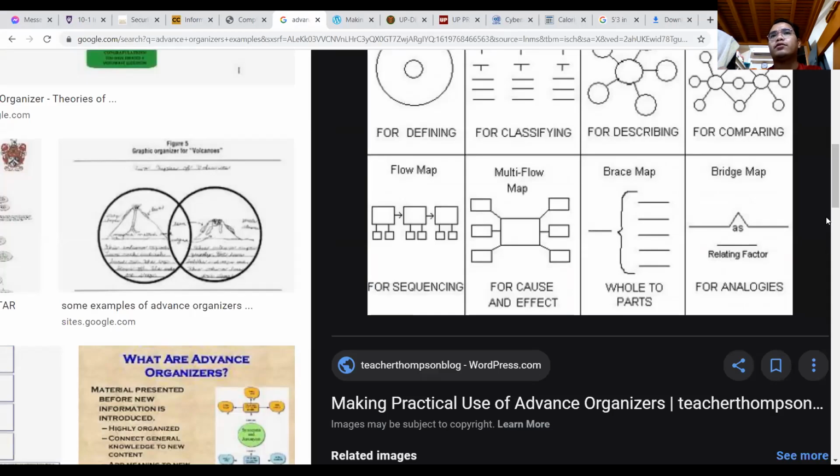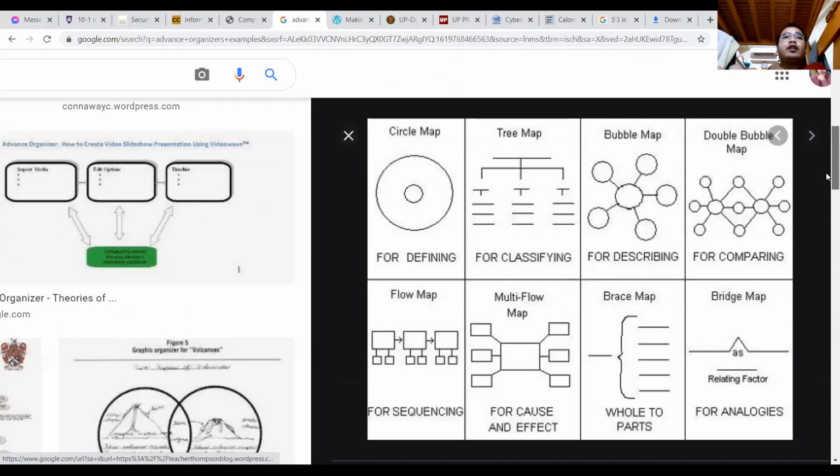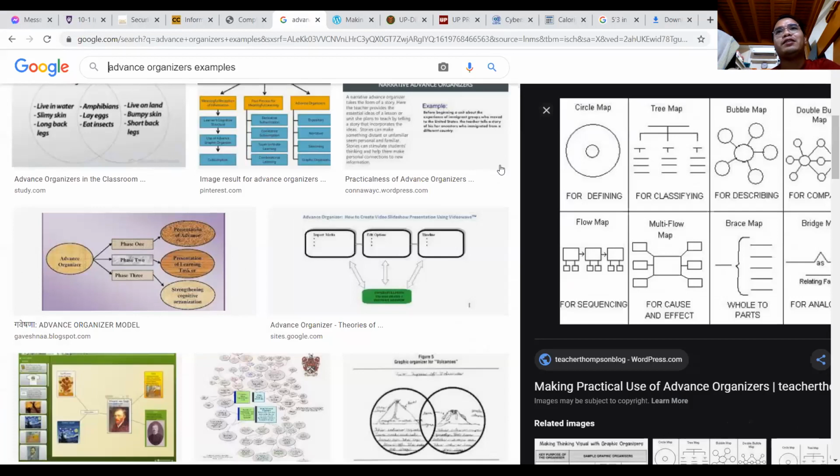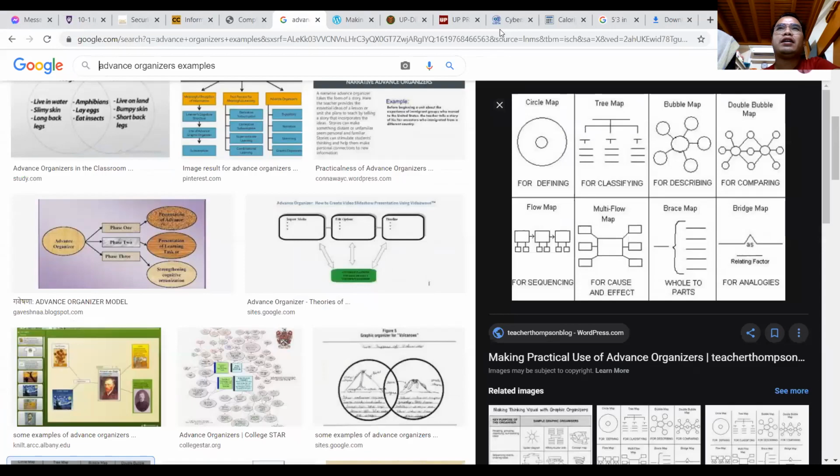See this? Okay, so we have, yan, diba? Circle map, tree map, bubble map, double map. So ito yung mga gusto ko makita pagka gagawa na kayo ng handout niyo. Okay, so based on a certain learning competency. Hindi lang puro text yung reading material, pero may nakikita akong graphics or visual media doon sa reading material na gagawin niyo, na i-develop niyo.